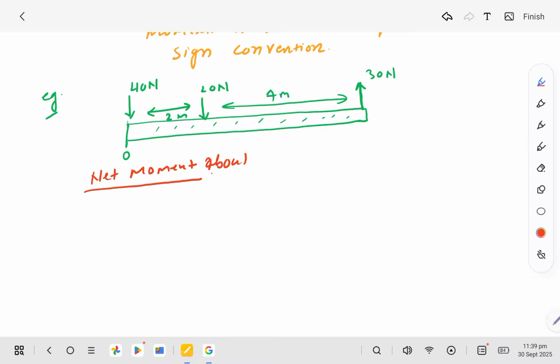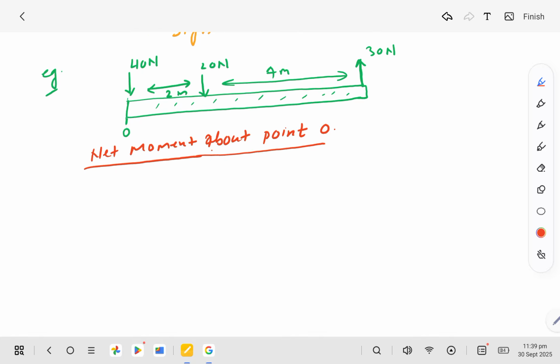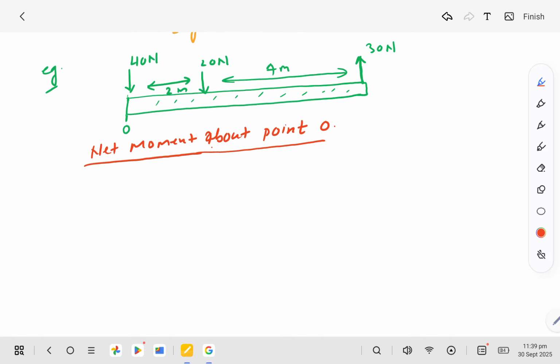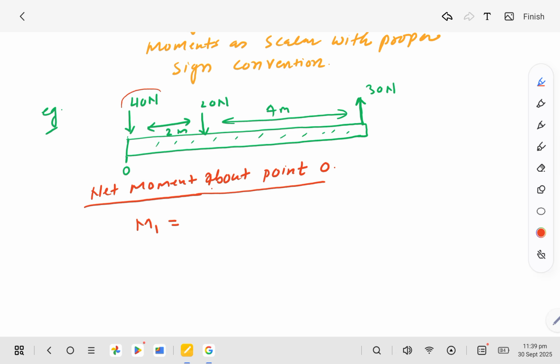So, net moment about point O. Now we have to find what is the net moment of all forces about point O. The moment M1, moment of this force 40 newtons, force into distance from this line is 0. So the moment of this force is 0.